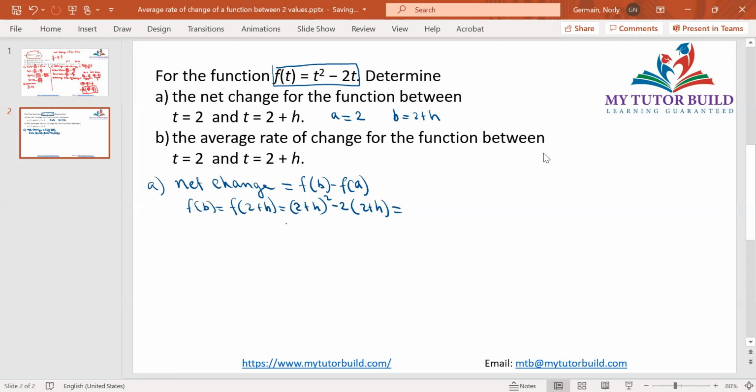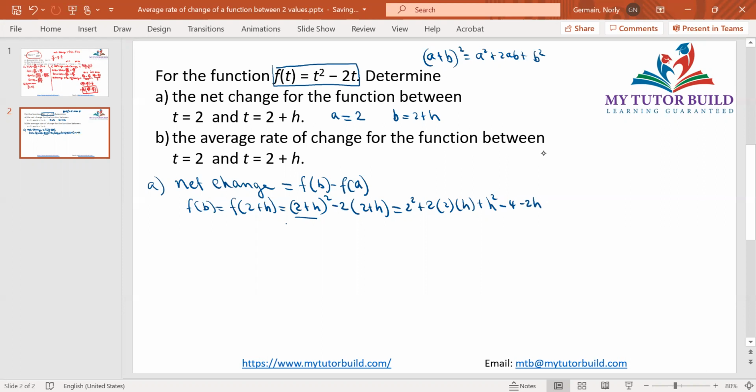Now, for (2 plus h) squared, we can use the property (a plus b) squared gives you a squared plus 2ab plus b squared. Now, the first one power 2, plus 2 times the first one by the second one, plus the second one power 2. That's for the first term right here. And then we distribute the negative 2. Negative 2 times 2 gives you negative 4. Negative 2 times h gives us negative 2h.